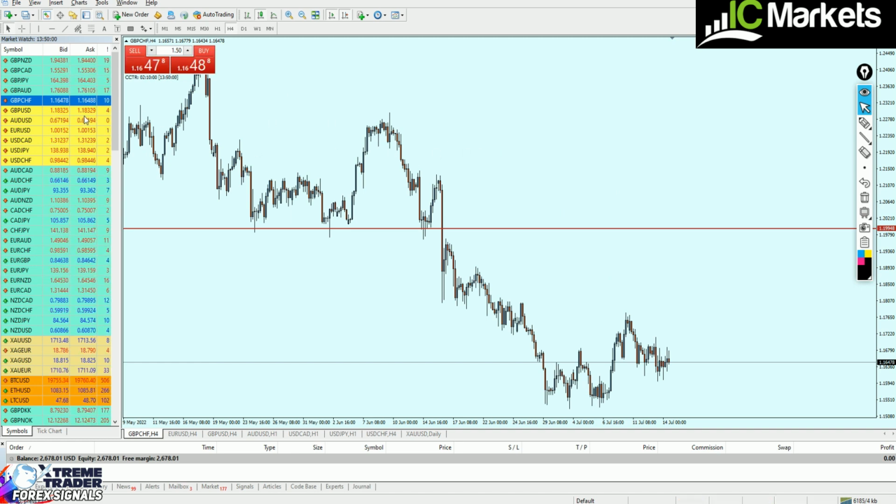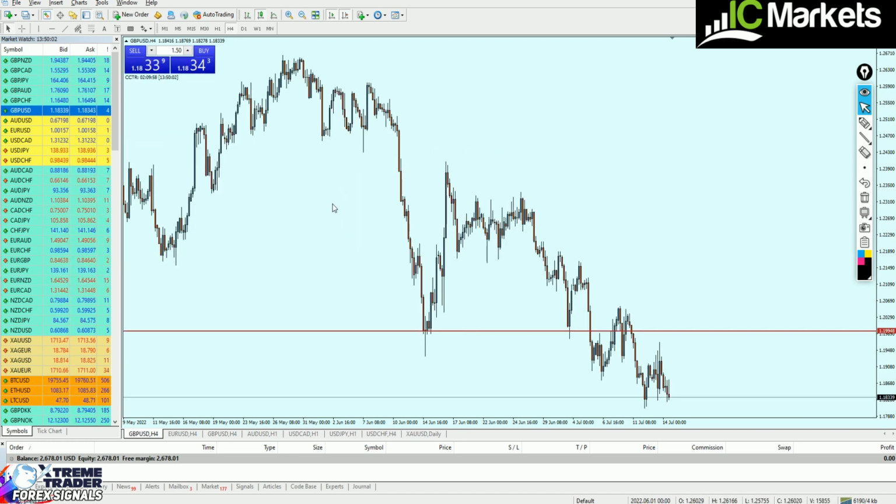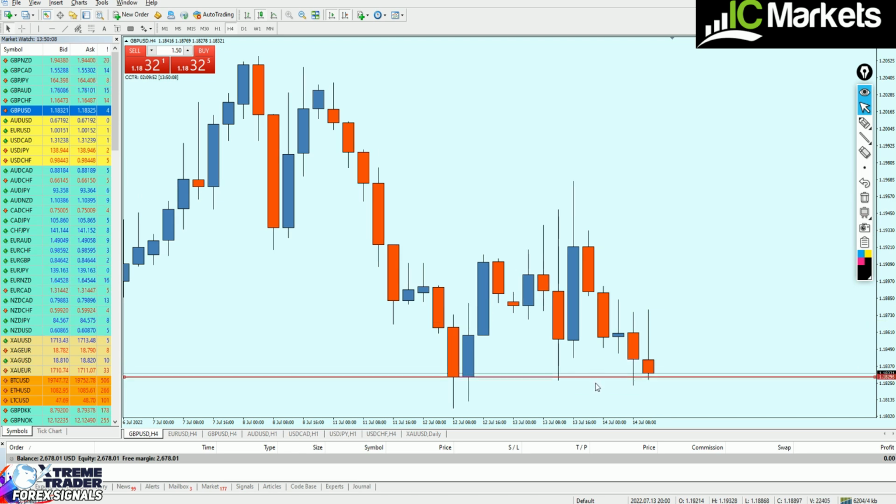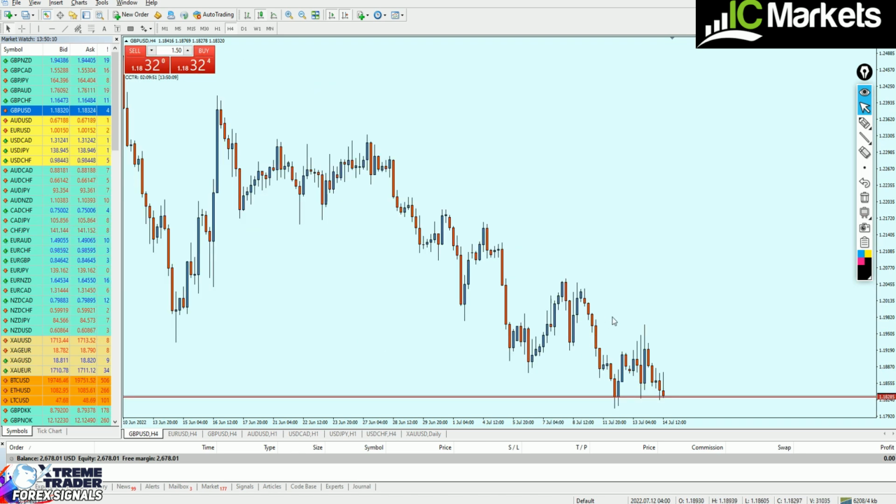I'm looking in the charts to find if I am actually on a very strong key support or resistance level. For example, the pound USD right now is actually on a support, but is it safe to open the trade? The answer is no.